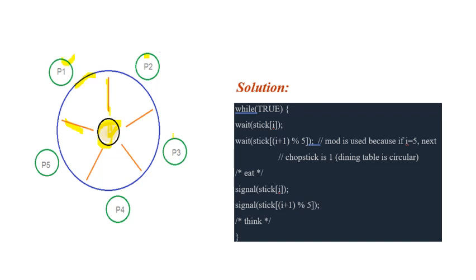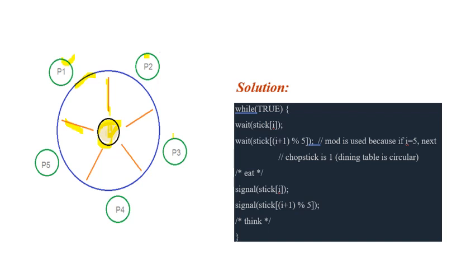When a philosopher wants to eat, he uses 2 chopsticks, one from his left and one from his right. But when the philosopher wants to think, he keeps both chopsticks down at their original place. So this is the problem. There are only 5 chopsticks, and each philosopher uses 2 different chopsticks. So how to solve this?